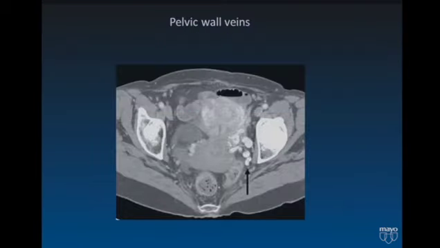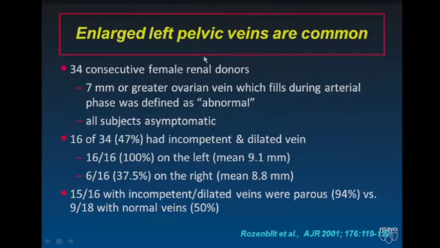Now this is not uncommon. Here's an example of a patient who has fairly large pelvic sidewall veins here in the left adnexa, but she has no symptoms. In fact, this has been studied previously. In this preliminary paper, 34 consecutive female renal donors were evaluated, and almost 50% of these had dilated pelvic wall varices in this particular patient population. Now, that prevalence of this particular finding is not a consistent finding amongst all studies, but some percentage of women will have dilated veins in the pelvis, usually on the left and oftentimes in patients who are multiparous.